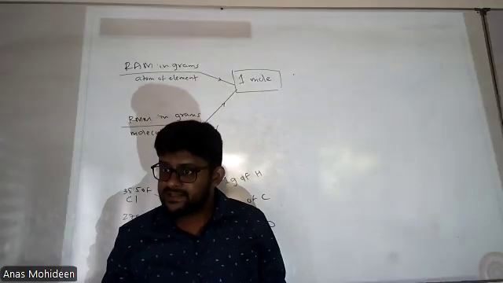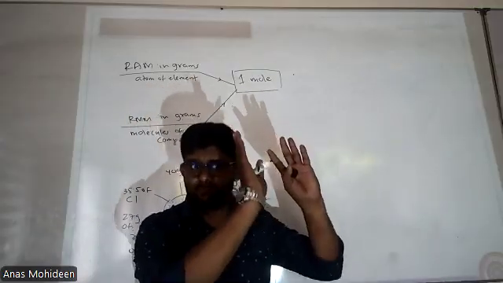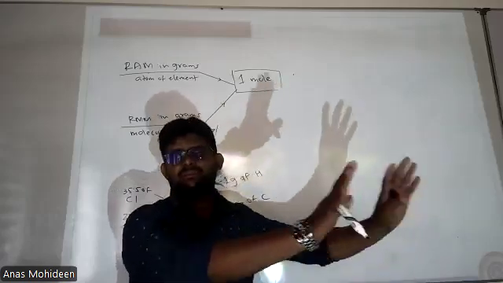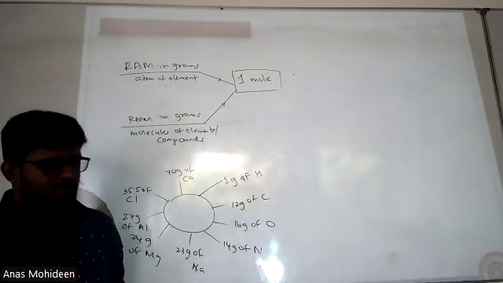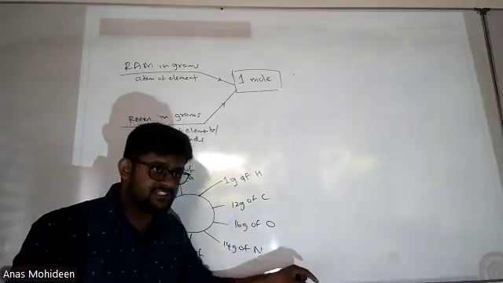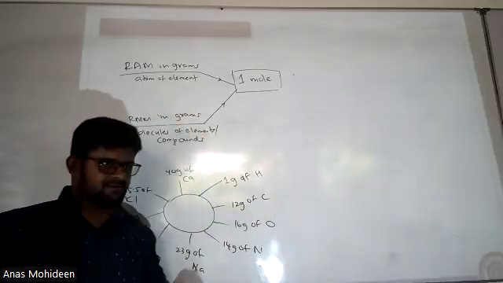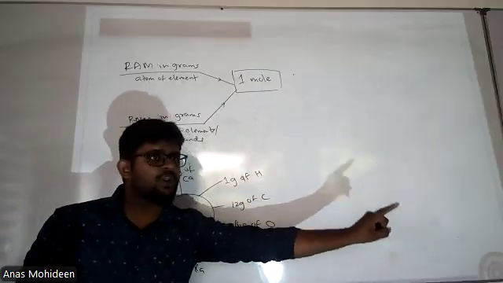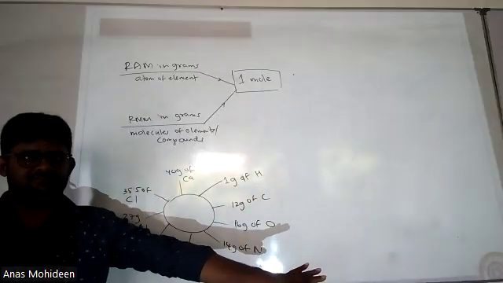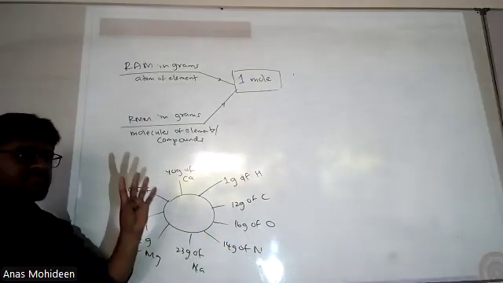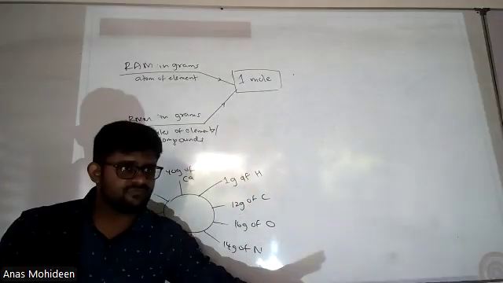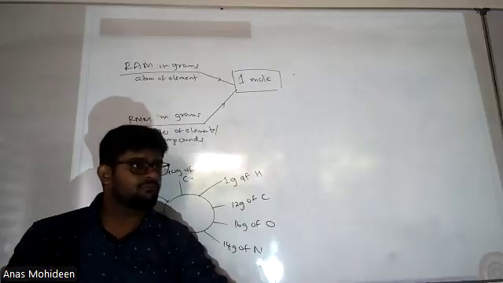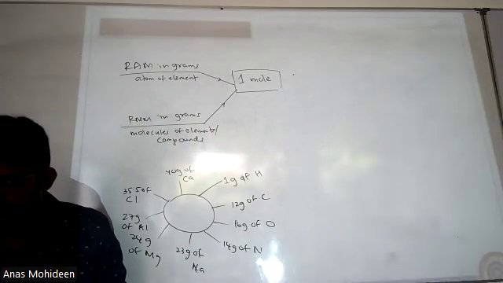So 1 mole is equal to that particular atom's atomic mass. 16 grams of oxygen is equal to 1 mole of oxygen. 14 grams of nitrogen is equal to 1 mole of nitrogen. If it is potassium, 39 grams. Calcium, 40 grams. 40 grams of calcium is equal to 1 mole of calcium. You got it? Is that clear?